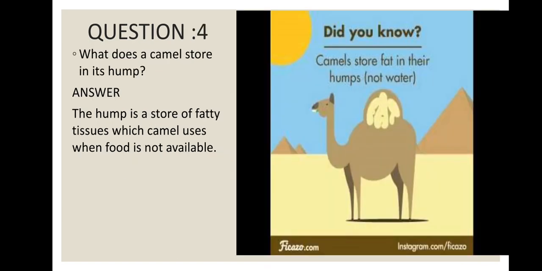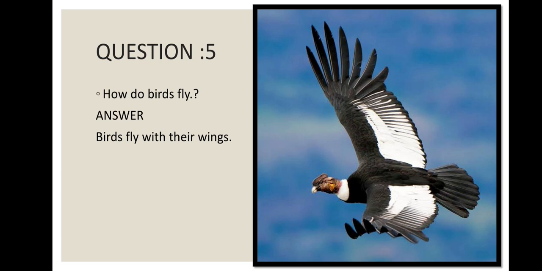The next question is, what does a camel store in its hump? As you can see in the picture, camels store fat in their humps, not water. The hump is a store of fatty tissues which camel uses when food is not available. Our next question is, how do birds fly? I have told you before that birds have wings to fly. So the answer is, birds fly with their wings.